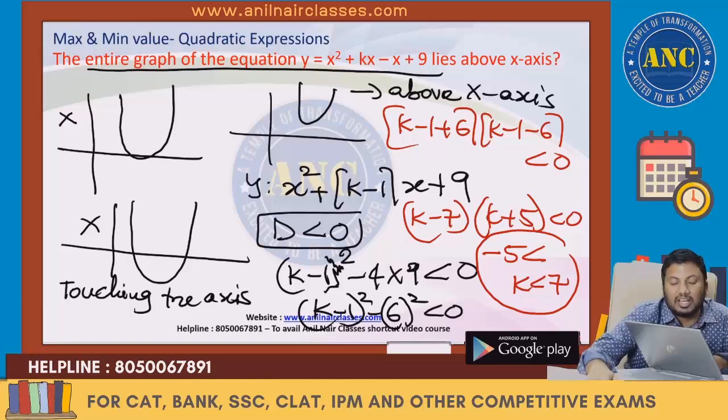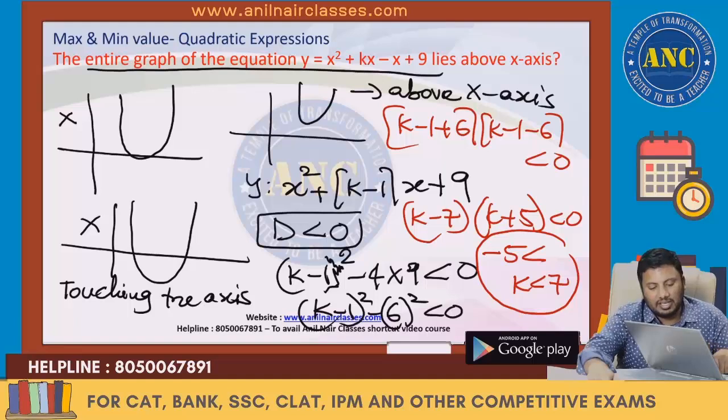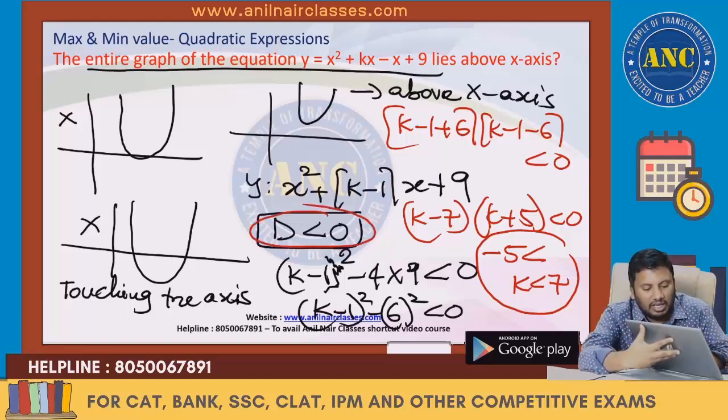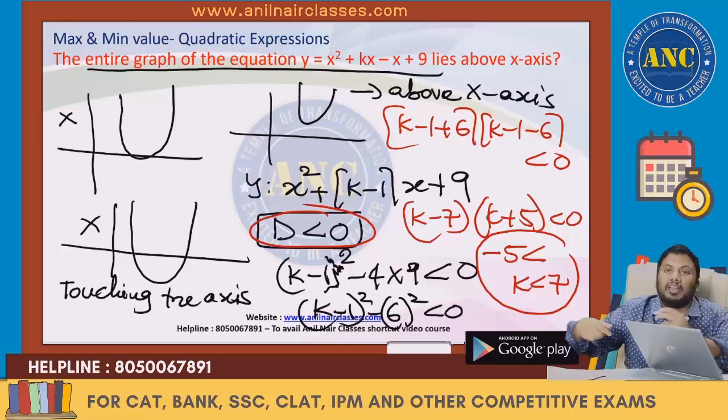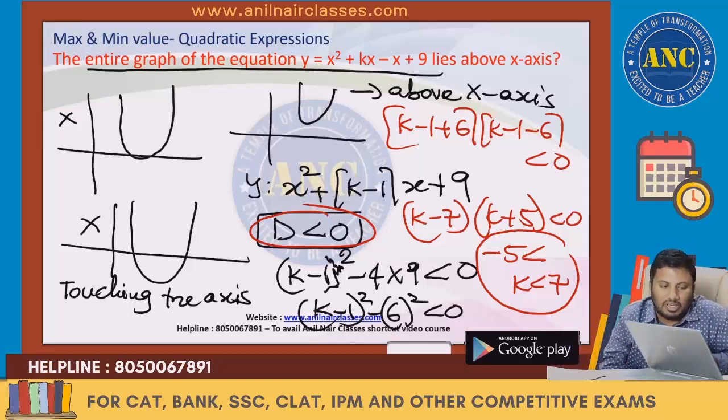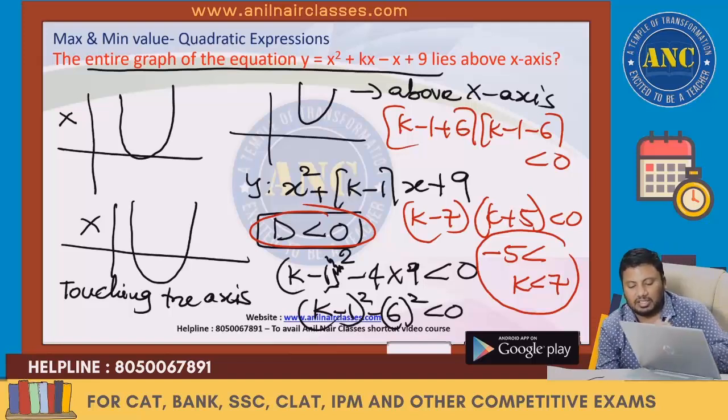First one it is touching the axis. Second also touching the axis. Above x-axis means D should be less than 0. Anyway, a is 1, which is the coefficient of x square. D less than 0. (k minus 1) square minus 6 square less than 0. (k minus 1 plus 6), (k minus 1 minus 6). (k plus 5) into (k minus 7) less than 0. Minus 5 less than k less than 7.